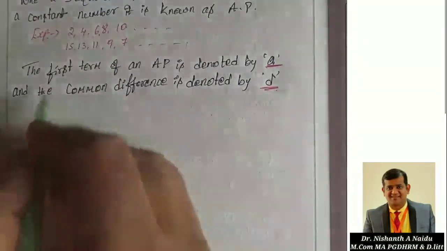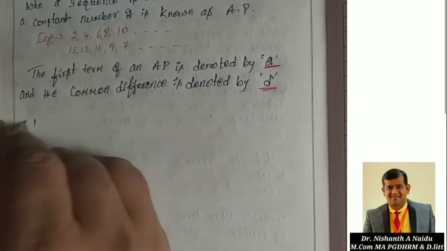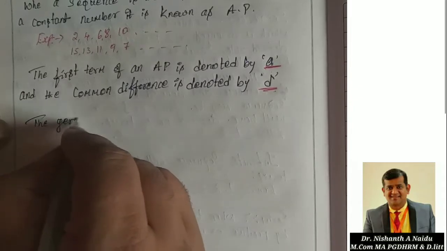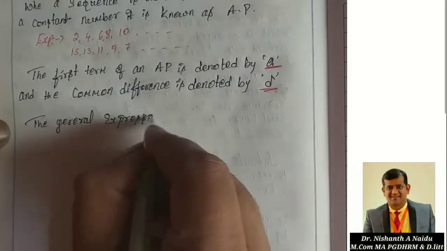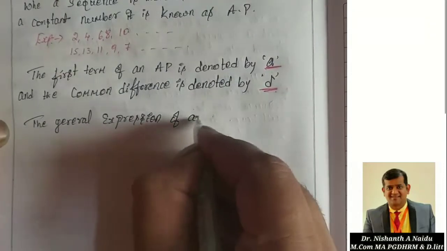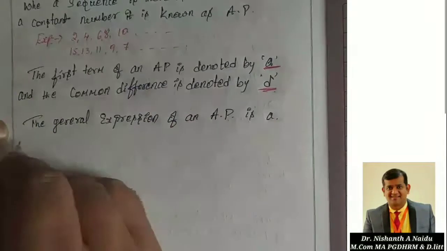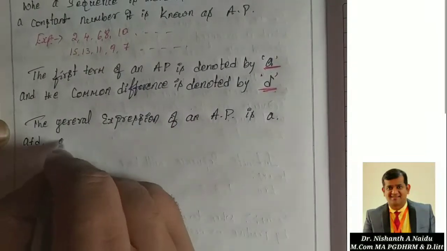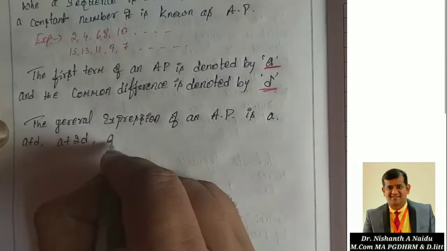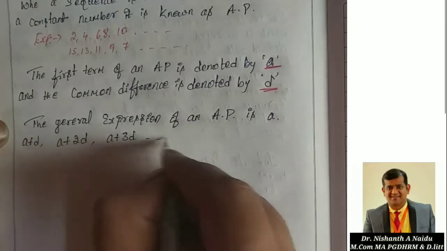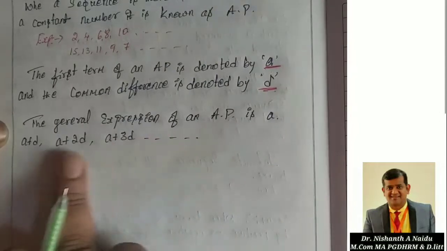Okay, so here we are going to understand the expressions we use. The general expression of an arithmetic progression is a, a plus d, a plus 2d, a plus 3d, and so on. Okay, this is going to be our general expression we use.